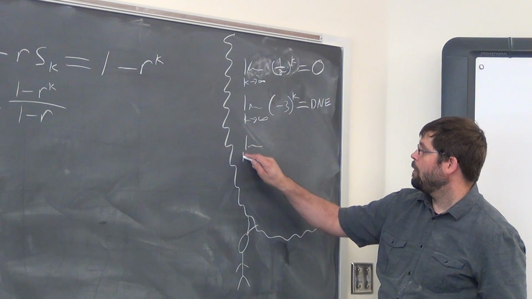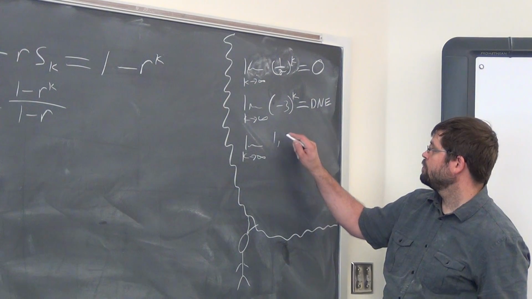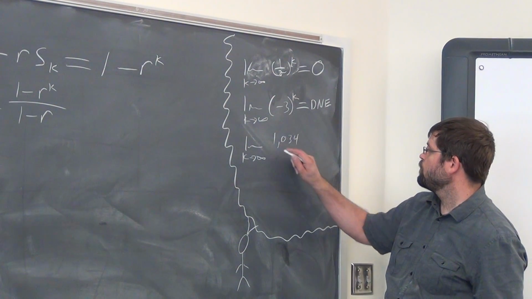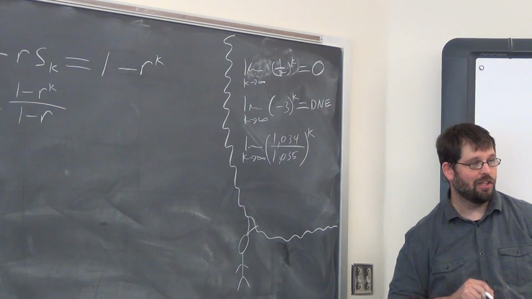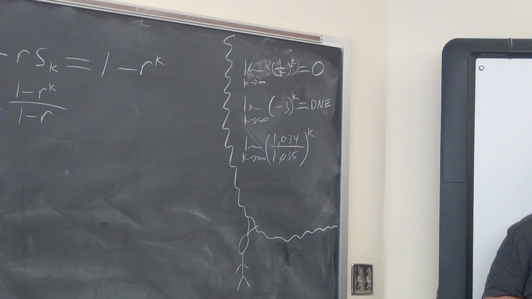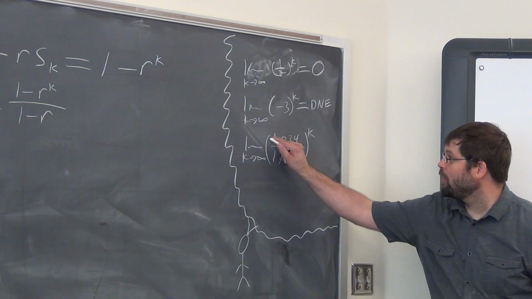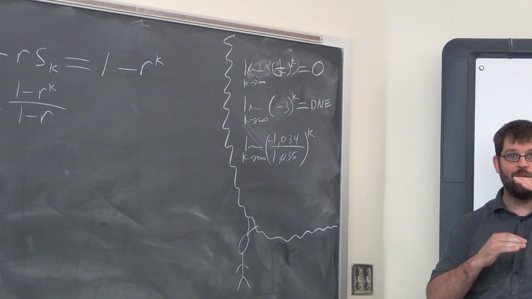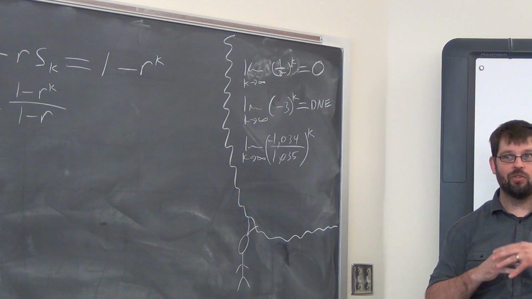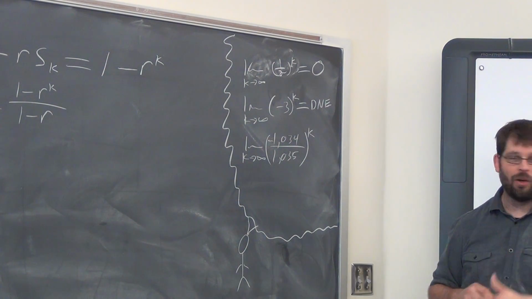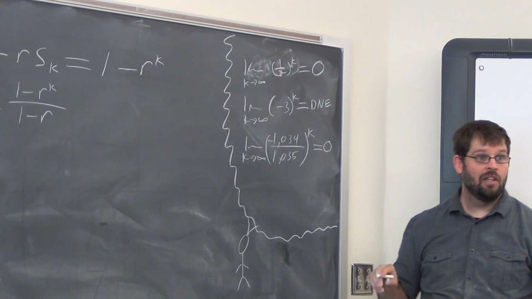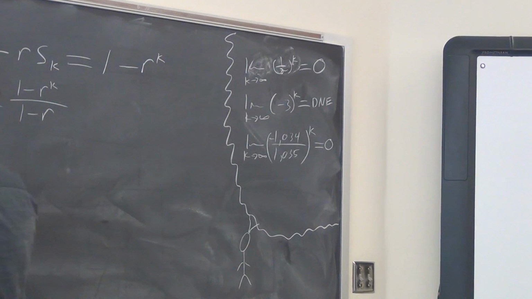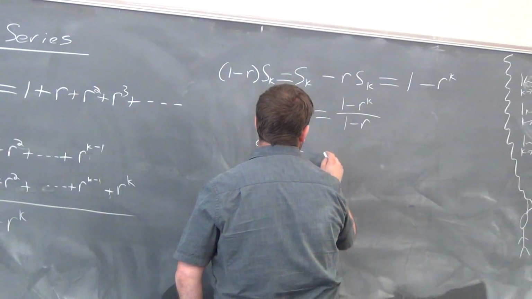What about 1,034 over 1,035 to the k? It's 0 again. Even if I make it negative, anytime you take a number smaller than 1 in absolute value and you start raising it to bigger and bigger powers, you go to 0. In this case, much slower than you did up here, but you still go to 0. Does that make sense?